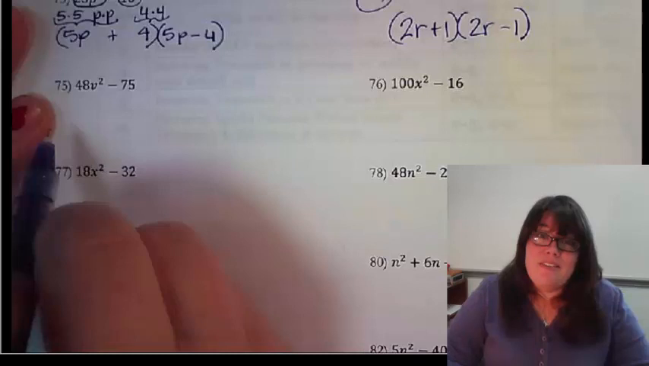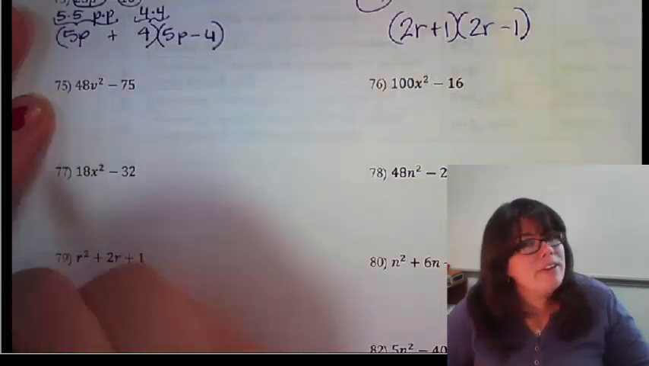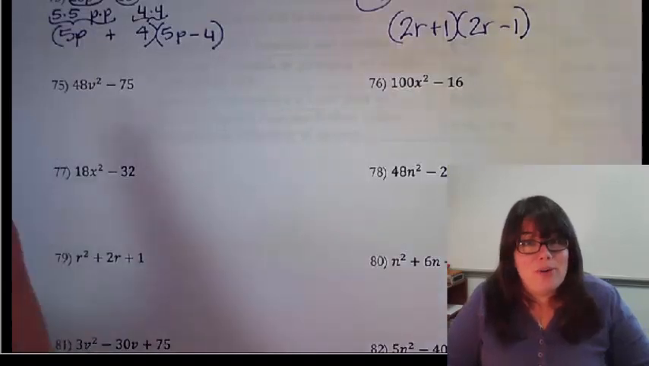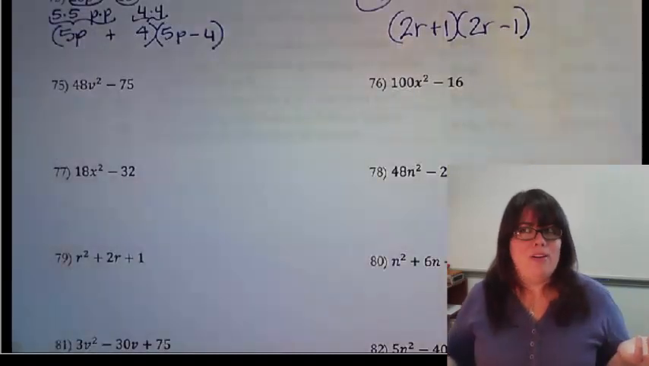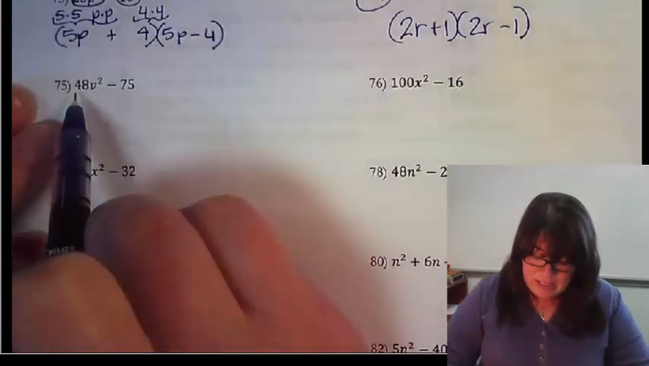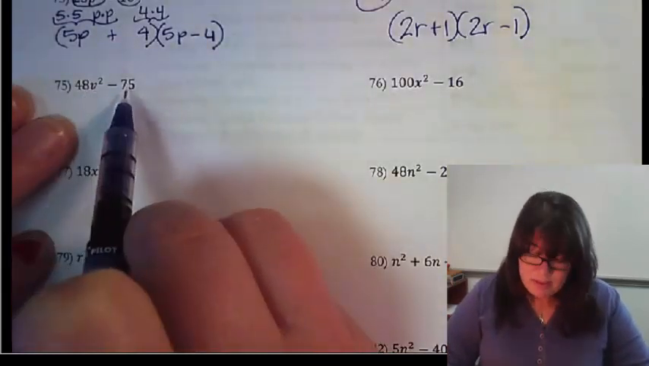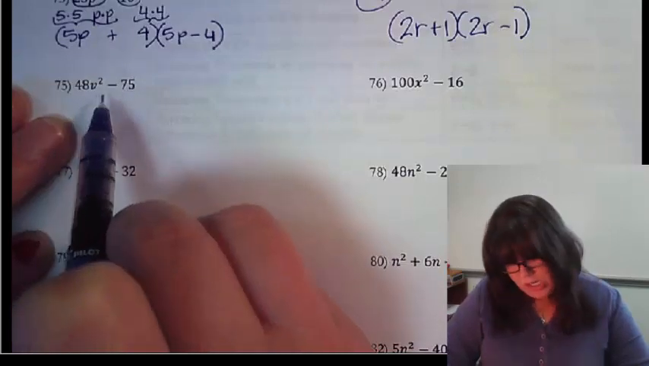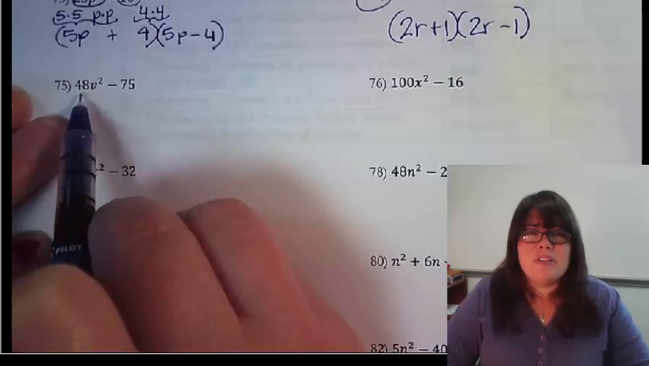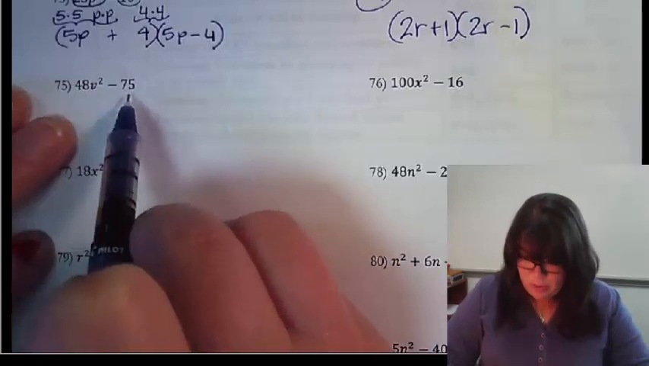Take a look at number 75. Now, I would not be a very nice person if I told you to go try 75 all on your own. Why would that not be very nice? Well, let's take a look. Number 75, let's see. Do I have two terms? Yes. Are they being subtracted? Yes. Are they perfect squares? 48, that's not a perfect square. 75, it's not a perfect square either.